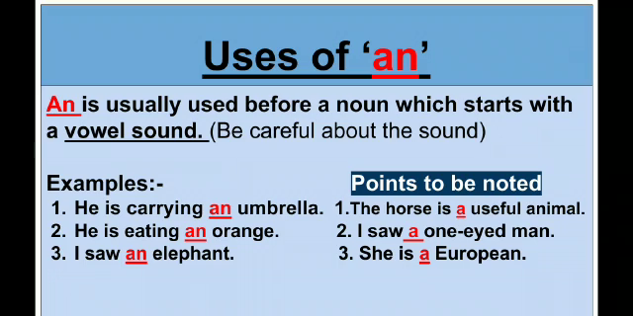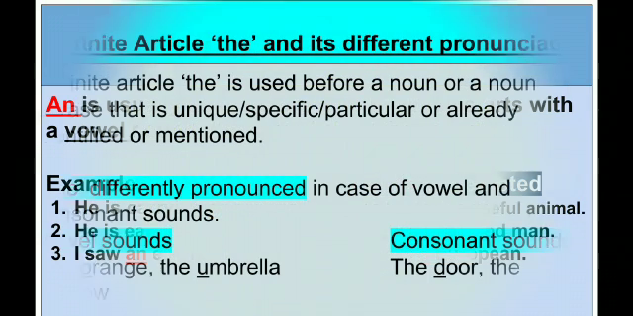The last example: I saw an elephant. And here, she is a European. Again, elephant and European both are starting with the similar letter E. But again, there is a difference in the sound. Elephant: the "e" is a vowel sound. That's why "an elephant". And she is a European. So the "yo" sound is again a consonant sound. That's why we have used "a". I saw an elephant. And she is a European.